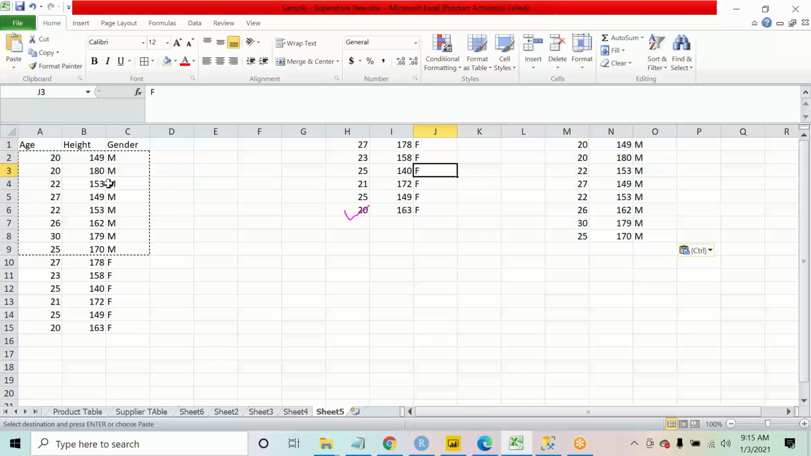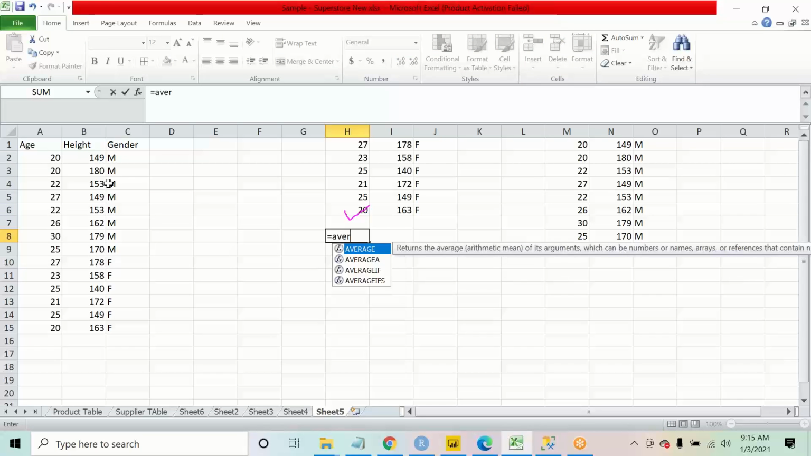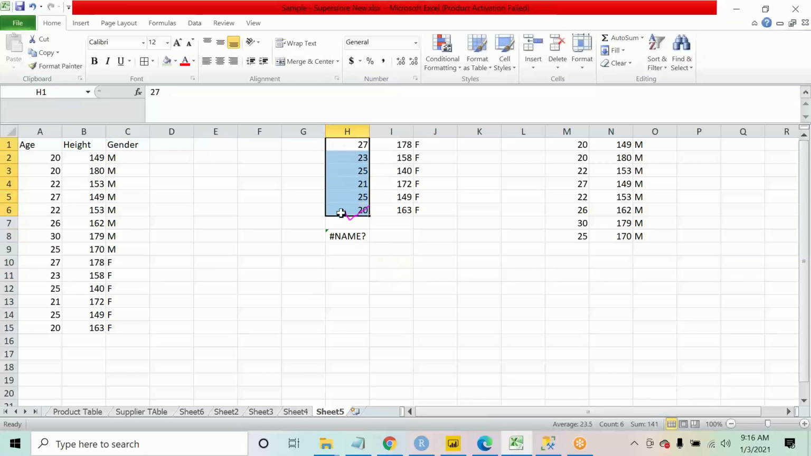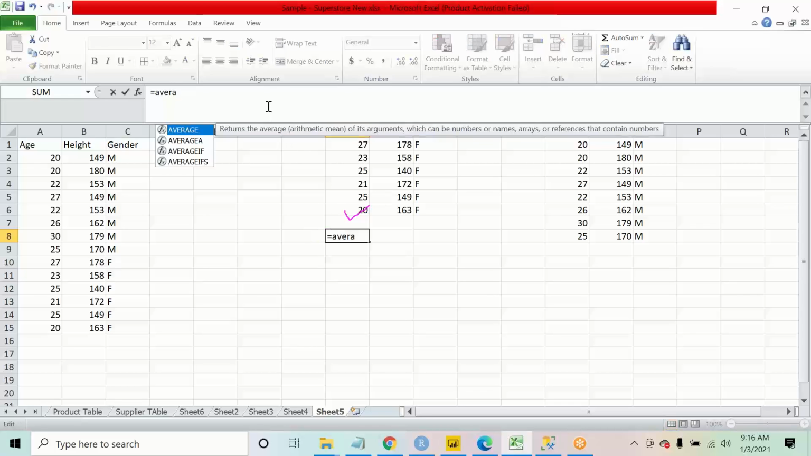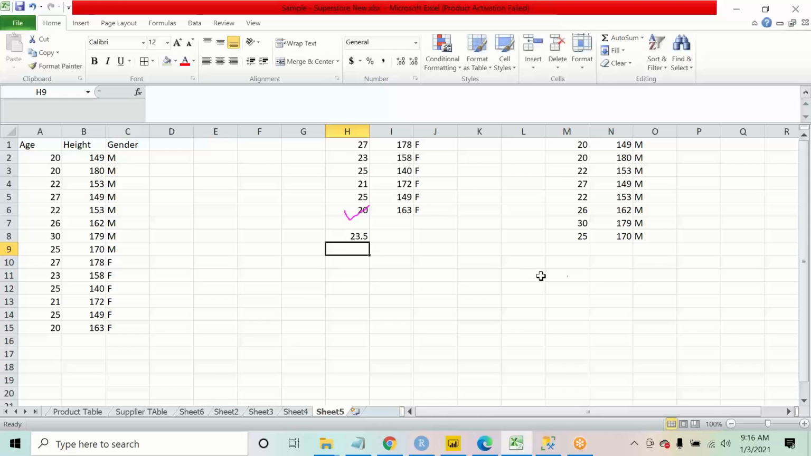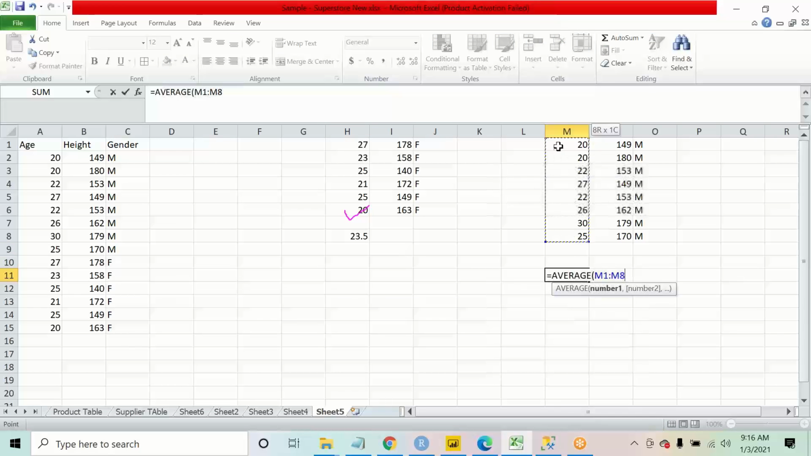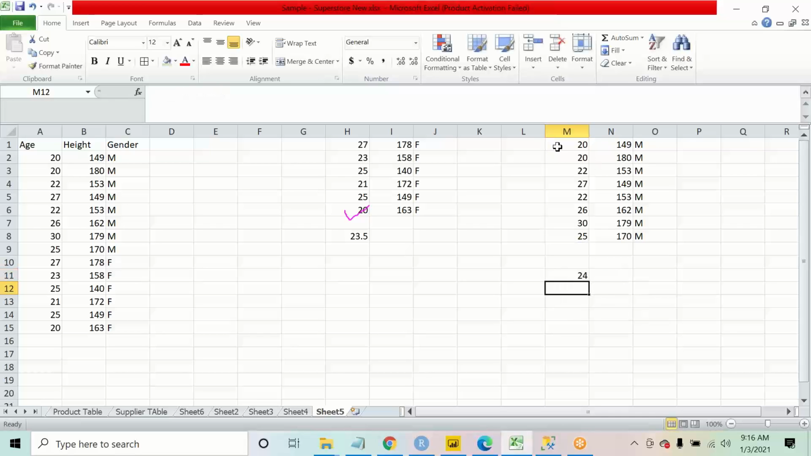Then we pick up the variables one by one. First of all, I will pick the variable age, and for that variable I will find the mean age, that is, the average of this age. Then we find the average age of men, and similarly we find the average age of women. This is how we find the average.